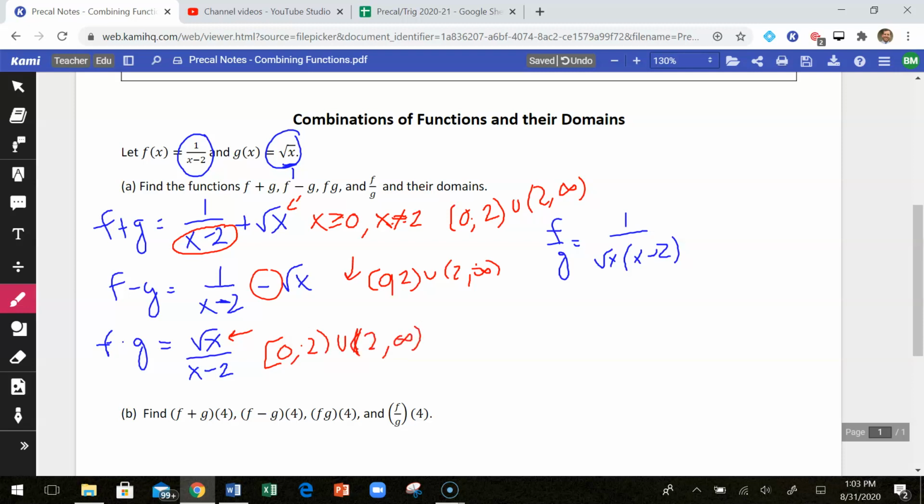The division changes just a little bit here because the square root is now on the bottom. So we're still going to have that the bottom can't be 0, but that now means that I have to take away the "or equal to" here. So instead of using a bracket with my 0, it's going to be a parenthesis. I can no longer use 0 because I can't have the square root of 0 on the bottom. So we're going to go from 0 to 2, and then from 2 to infinity.